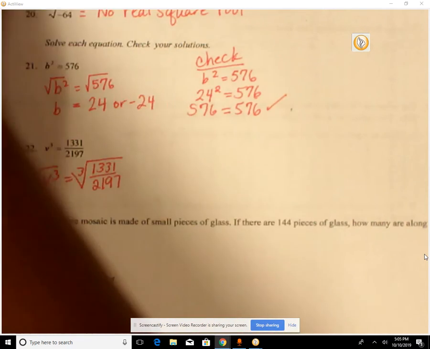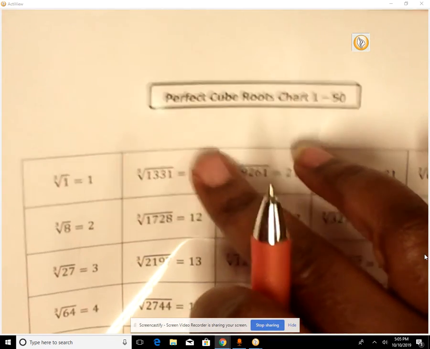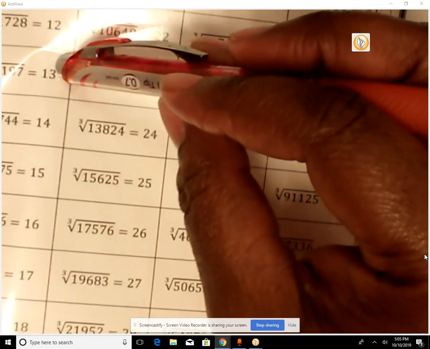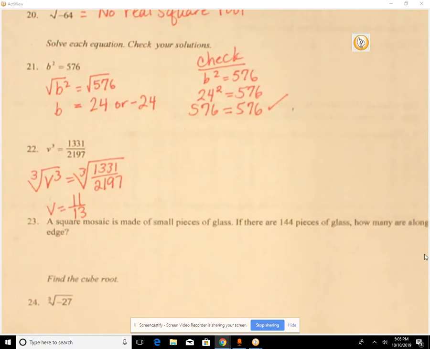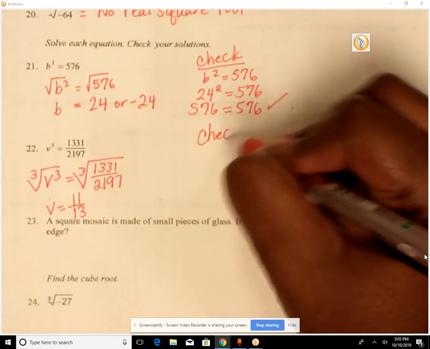It says on my cube root sheet, the cube root of 1331 is 11. And the cube root of 2197 is 13. So 11 over 13. We don't have to put the negative or positive here because if it was a negative cube root, they will give you a negative to start off with.